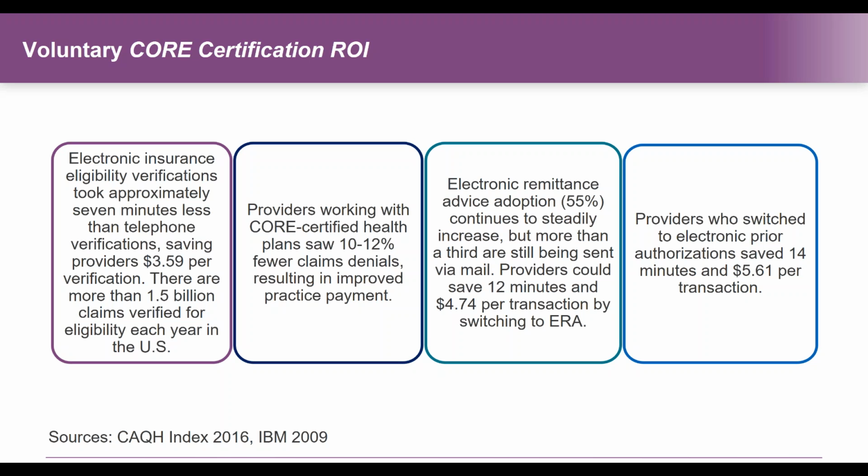Similarly, providers who have switched to the use of the electronic prior authorization transactions have saved an average of $5.61 per transaction, and reduced the amount of time compared to the phone by 14 minutes. So core certification helps to fortify your organization's position and commitment to implementing the operating rules and transactions they support. As reports from IBM and the CAQH index show, there's significant potential for return on investment when you assure your systems conform to the operating rules.